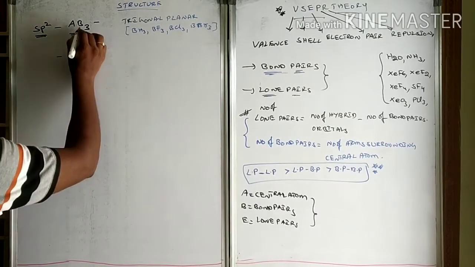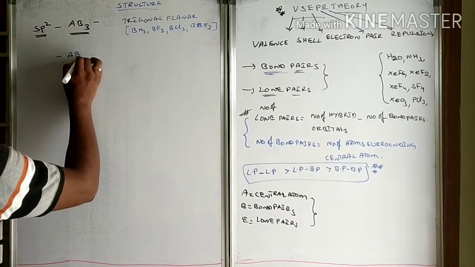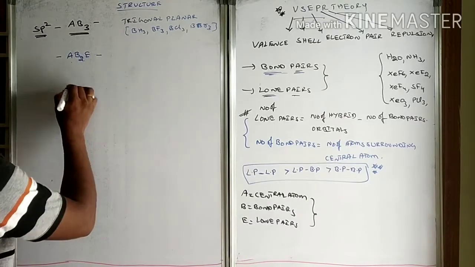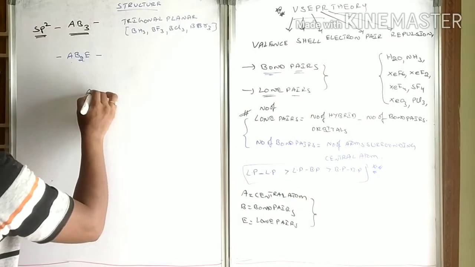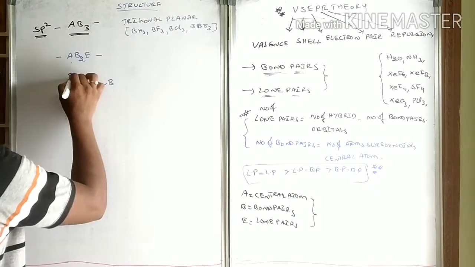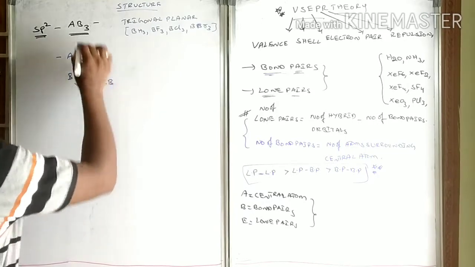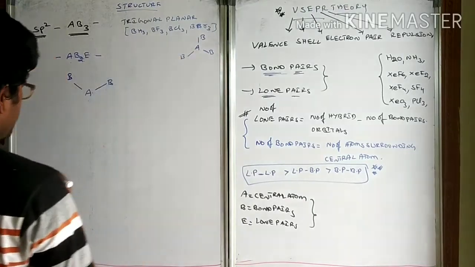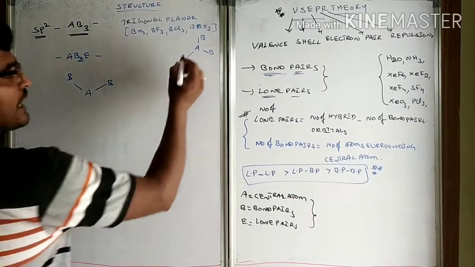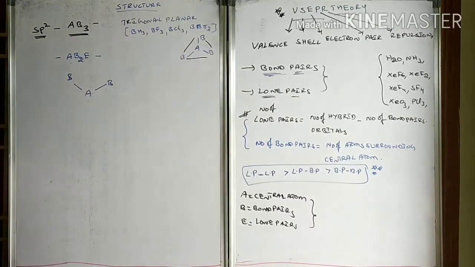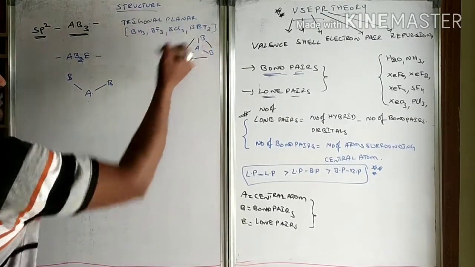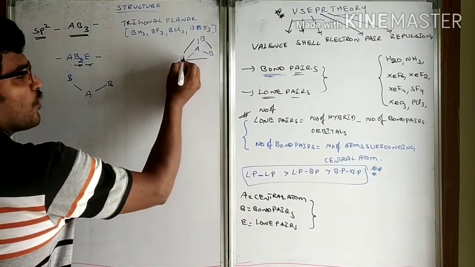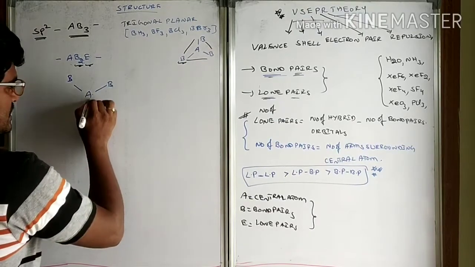Let us see, if in place of one bond pair a lone pair is coming, AB2E. Here the central atom is A, and one B and one B. In place of one B from AB3, A is in the center and the B's occupy the corners of a triangle, and hence it will be trigonal planar. In place of one bond pair, one lone pair is coming. So one of the bond pairs is replaced with the lone pair.